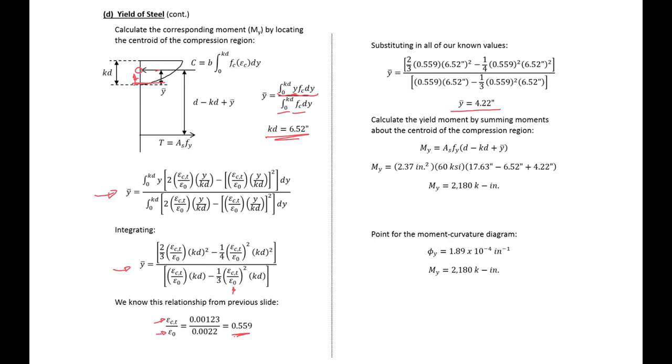We then can calculate our yield moment by summing our moments about the centroid of our compression stress region. So we just have the tension force times D minus KD plus Y bar, which is our lever arm. Plugging in our numbers, we'll get a yield moment of 2,180. And we can use that with our yield curvature to get our next point on our moment curvature diagram.